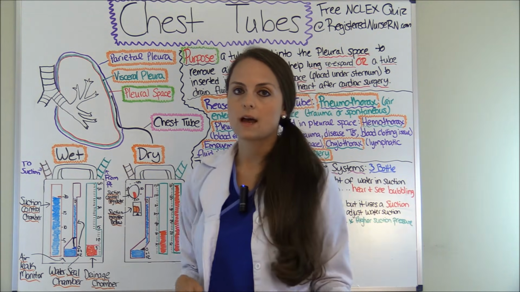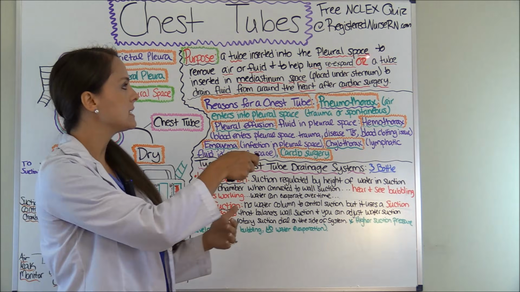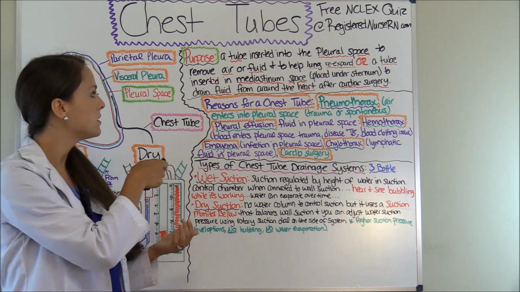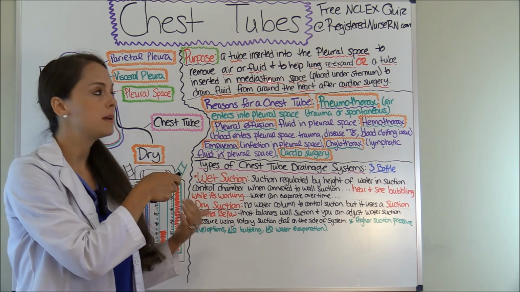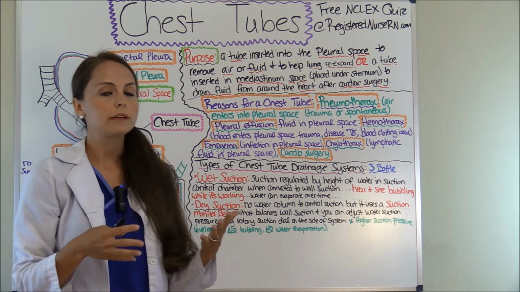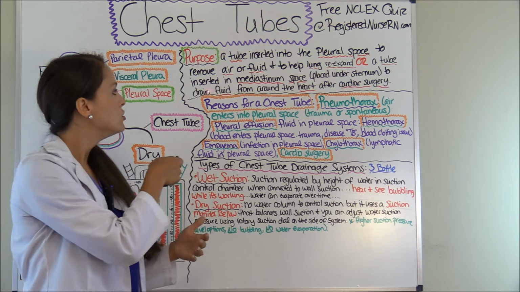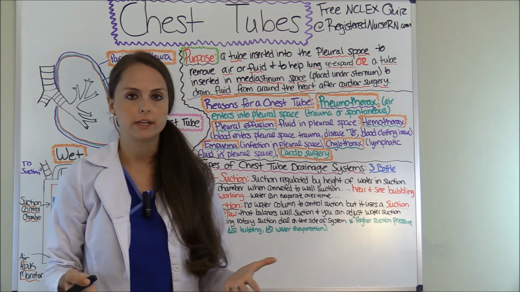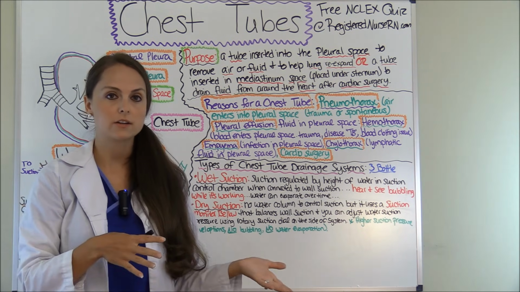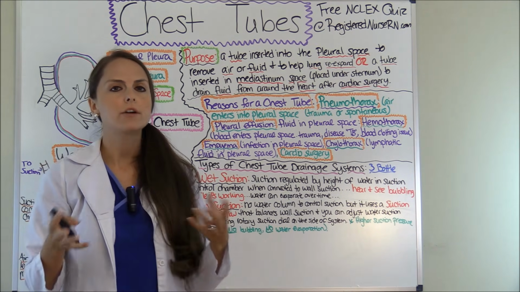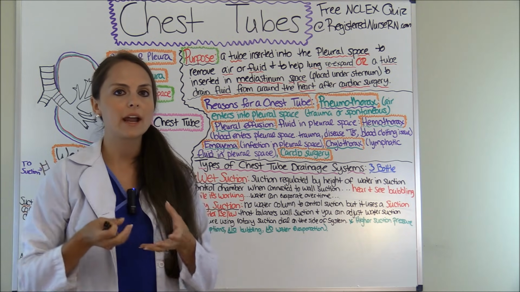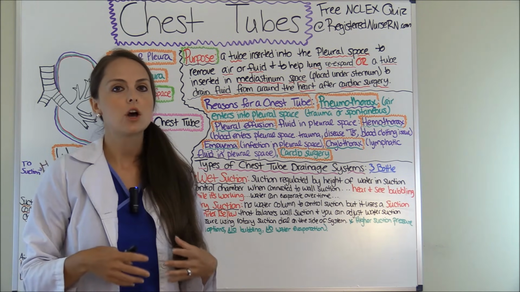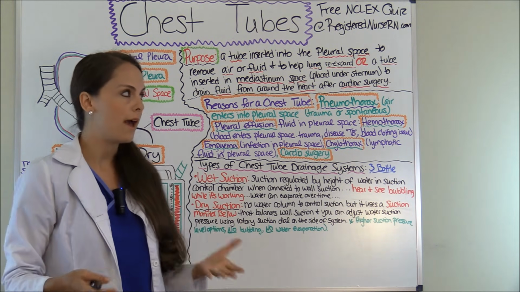Now, there's another type of chest tube, which is called a mediastinal chest tube. This is a tube that is inserted into the mediastinum space, and it's typically placed under the sternum to drain fluid from around the heart after cardiac surgery. Because a lot of times after cardiac surgery, there can be extra blood or fluid, and this can get around the heart and compress it and send the patient into cardiac tamponade. So those are placed as well.